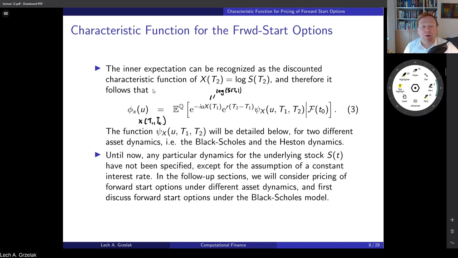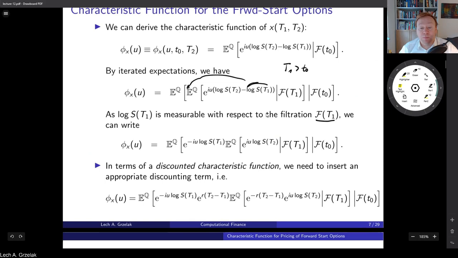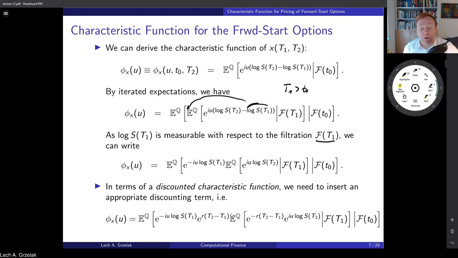However, the inner expectation, the psi X, is simply the characteristic function, but with a different sigma field. This is what we see here. The inner expression is just the definition of the characteristic function. So what this means is that once we derive the characteristic function for a certain process, and we are looking for the forward starting characteristic function, essentially we have to plug in that characteristic function and then compute an additional expected value. This is actually a crucial element of the forward starting characteristic function. First, we derive the standard or discounted characteristic function, and then we have to calculate one more expectation, this outer expectation, to get the forward starting characteristic function.